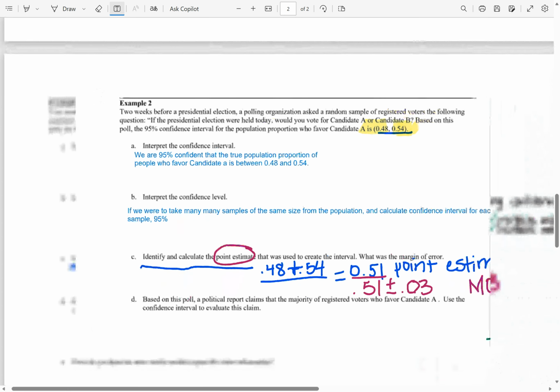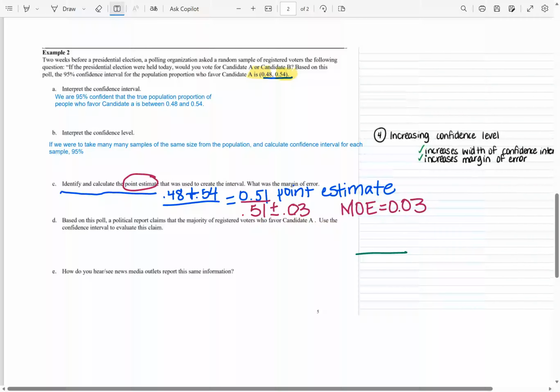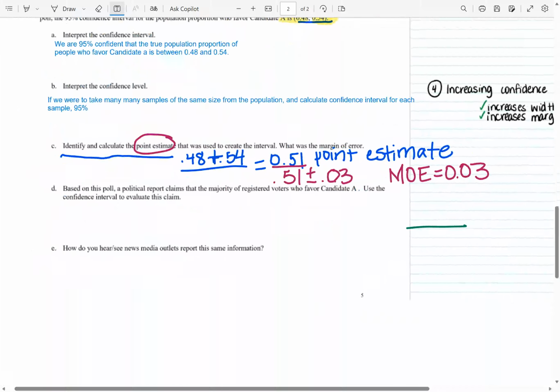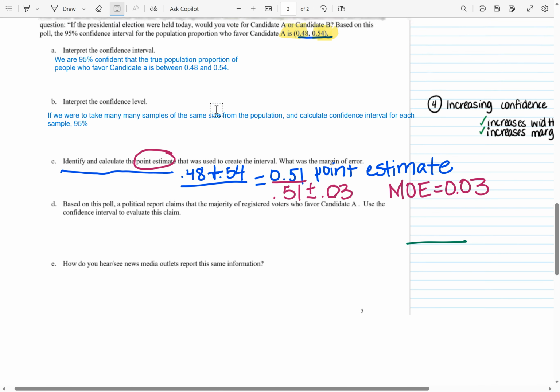Okay, once we have those, now we have a couple of other parts. Part D. Based on this poll, a political report claims that the majority of registered voters favor candidate A. So they're saying like most of the registered voters favor candidate A. Use the confidence interval to evaluate. So what would majority mean? Majority would mean greater than 50%. Well, if I look at my confidence interval, is the majority in here?